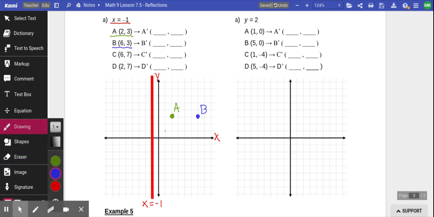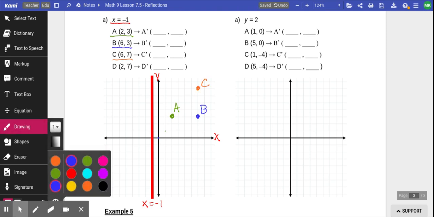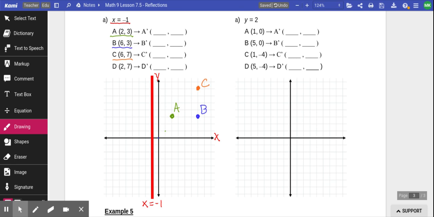If I want to do C, let's do orange. C is at 6, 7. So that would be 1, 3, 4, 5, 6, 7. B would be right there. Oh, sorry, C. And D would be at 2, 7, which is right here. That's D.